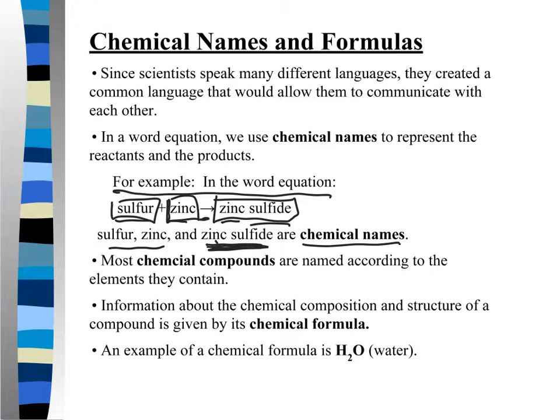Information about the chemical composition and the structure of a compound is given by its chemical formula. An example of that would be water, H2O. So what could we say about water? How do we know about its chemical compound? Well, we can tell right here, because of this little 2, that there are 2 hydrogens, and if there's no number behind the oxygen, it's given that there is 1. Therefore we have 2 hydrogens, 1 oxygen.